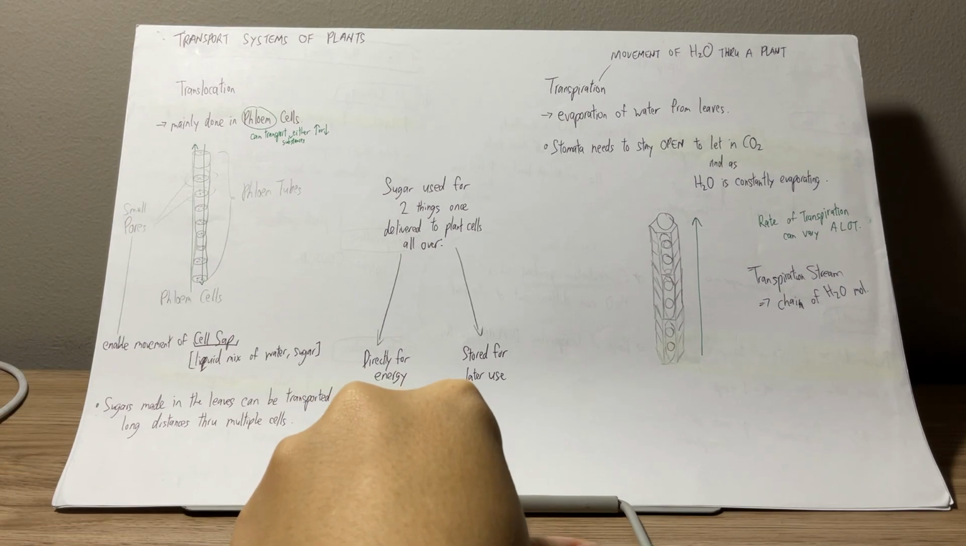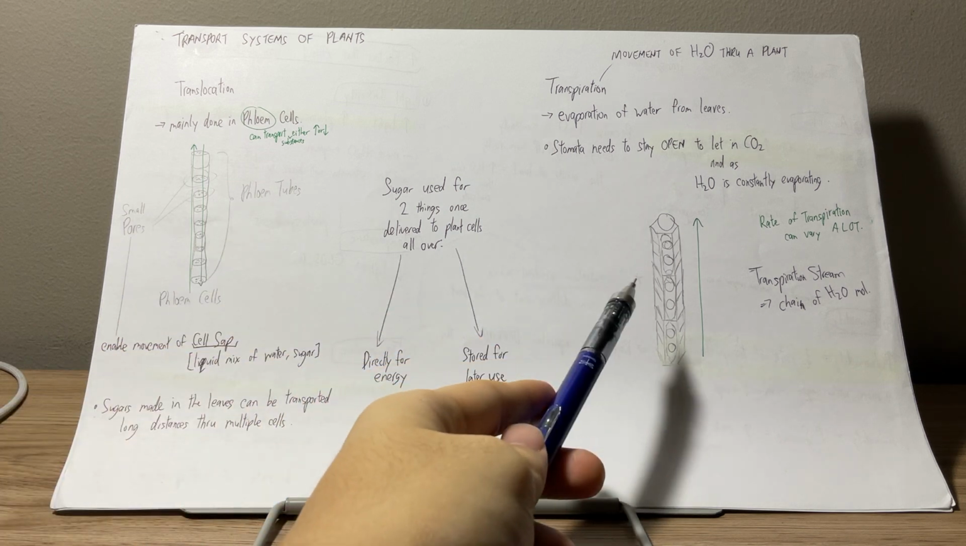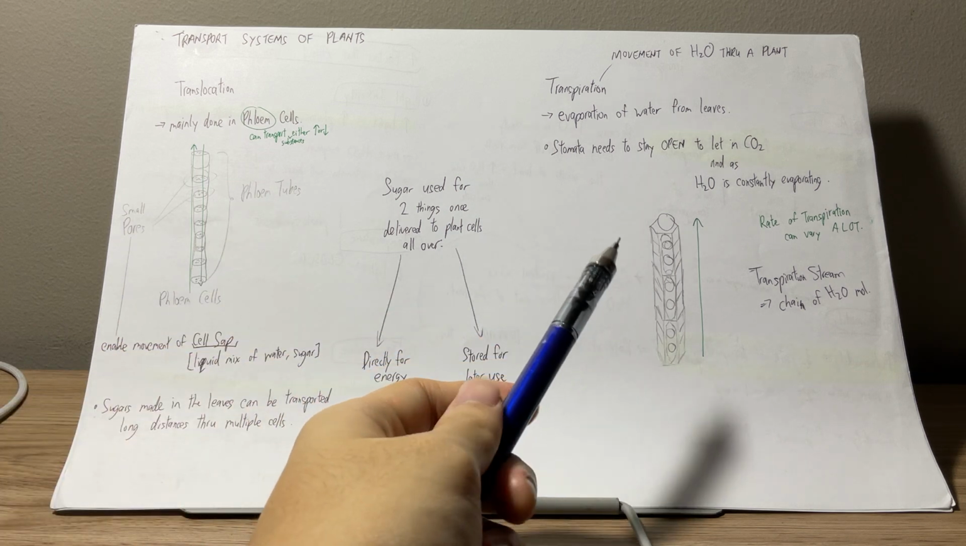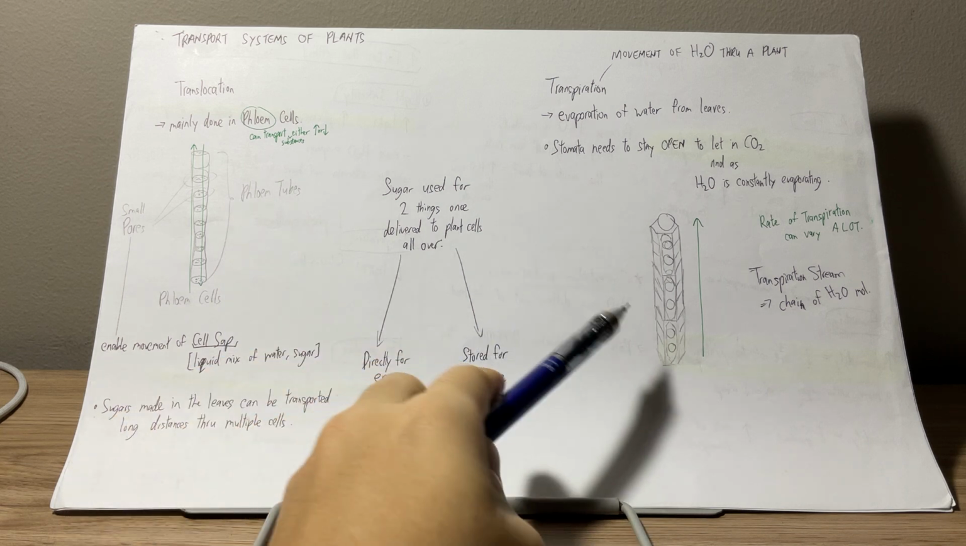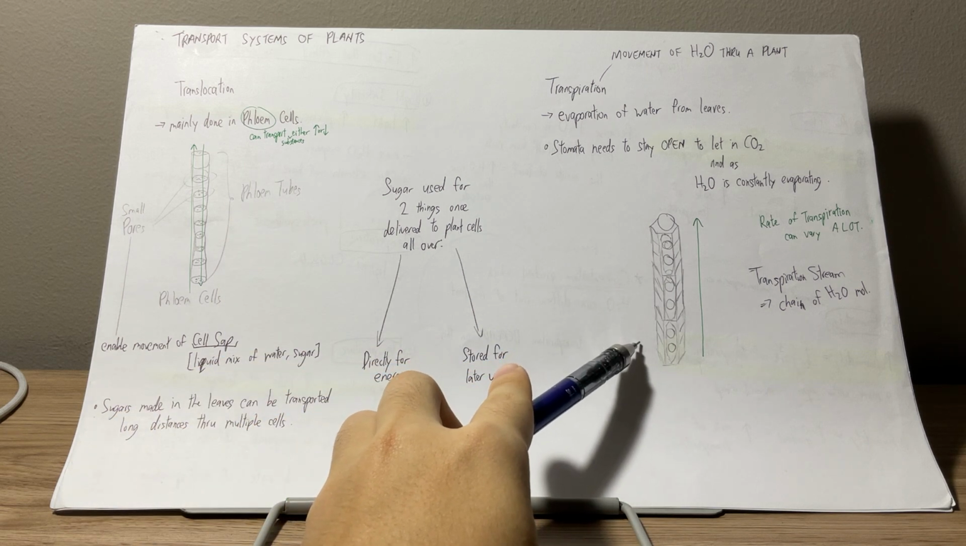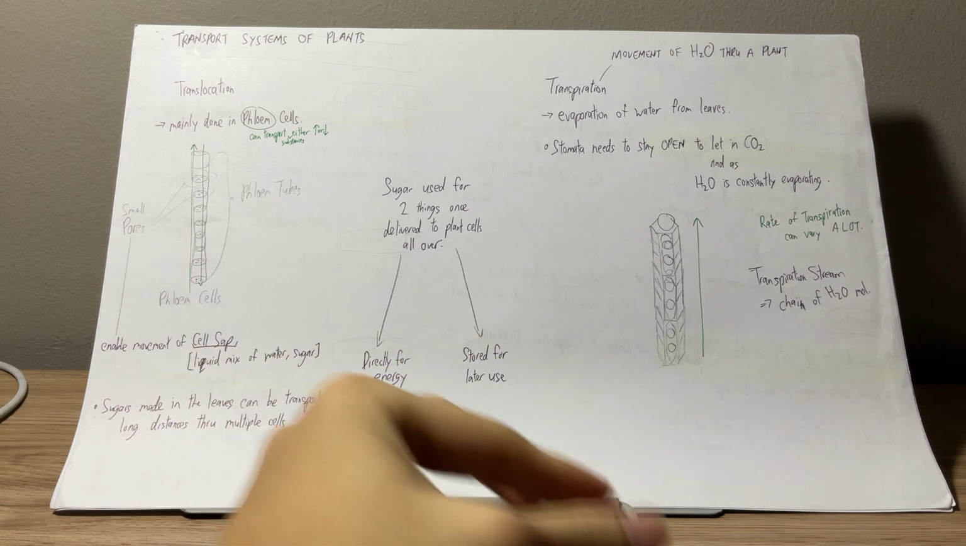One thing you'd have to know regarding the difference between the phloem tube and the one for transpiration is that this one is hollow, that's for sure. This one is not hollow. Yeah, next page.